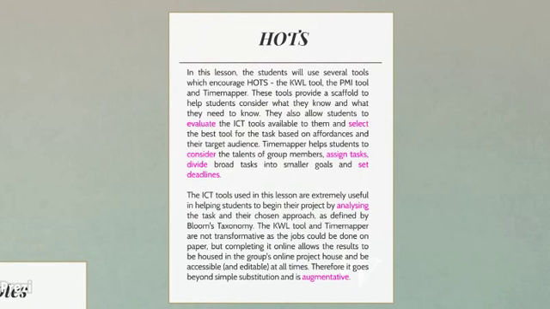The higher order thinking skills involved in this lesson are really critical ones. So looking at being able to recognize what you have as prior knowledge and what you need to know. Evaluating ICT tools through the PMI and selecting the best tool based on its affordances and their target audience. They'll also be looking at time management, another really essential skill, and considering the talents of their group members to assign tasks and set roles, dividing up broad tasks into smaller goals, and setting firm deadlines.